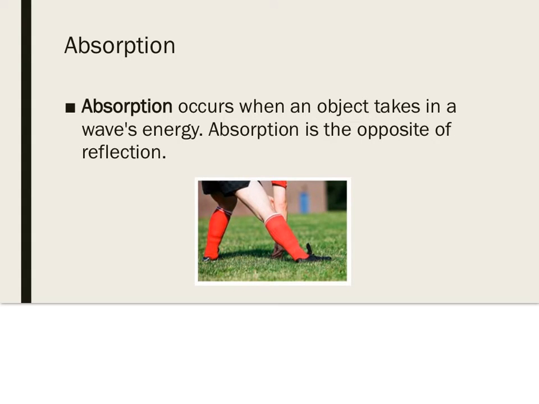Absorption occurs when an object takes in a wave's energy. So absorption is the opposite of reflection. The colors that are perceived by the eyes are a result of reflection and absorption. If an object reflects a particular color and absorbs all other colors, it appears to be the color that it reflects. So, for example, the socks shown here are red because they reflect more red light than other colors of light. Many of these other colors of light are absorbed when they strike the socks.